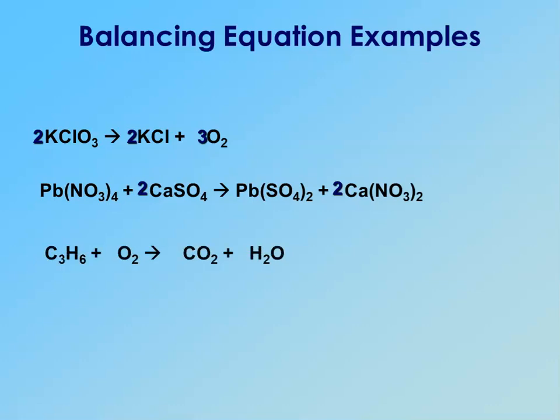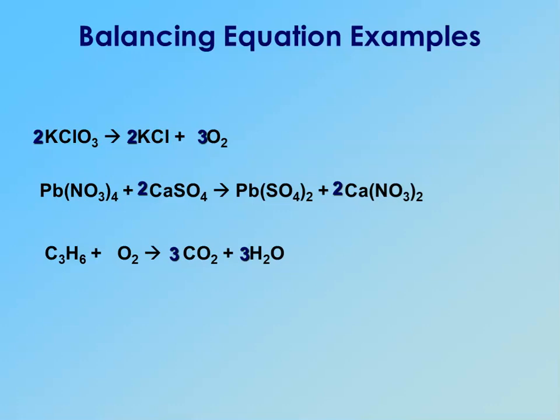In our next example, we have propene reacting with oxygen to make CO2 and H2O. I start by having 3 carbons on the reactant side, so I'm going to need 3 carbons on the product side. I have 6 hydrogens on the reactant side, so I'm going to need 6 hydrogens on the product side. I have 2. 2 times 3 would give me 6.